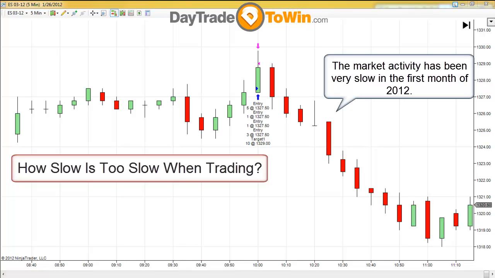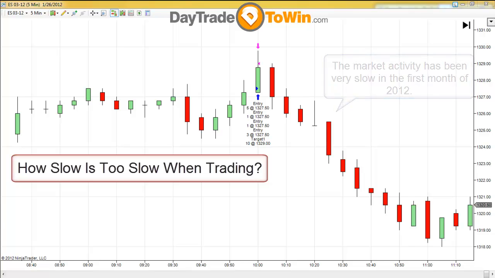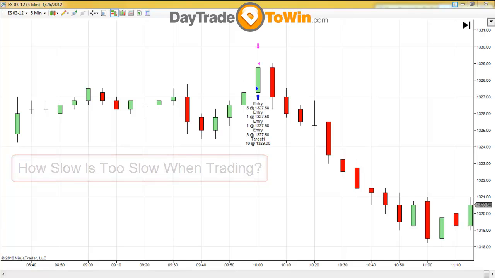It's January 26th. The first month of January is just about over, and we've seen very slow action on the E-mini and probably across the board. But this isn't going to last. I've been saying that volatility comes and goes, and I would expect the volatility to start to increase by the end of the month, hopefully. So I want to put out this video explaining how to trade this slow market, this dead market that we're having.